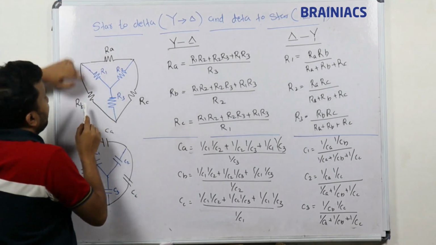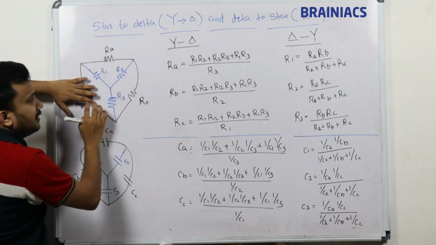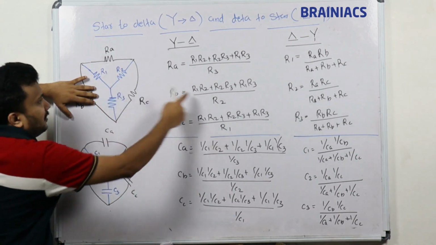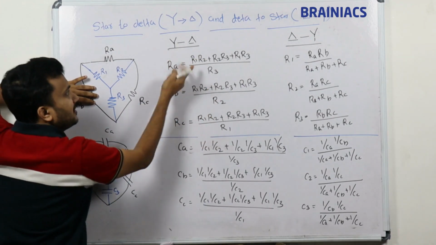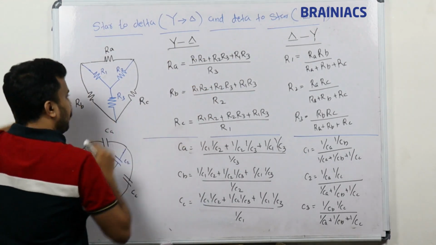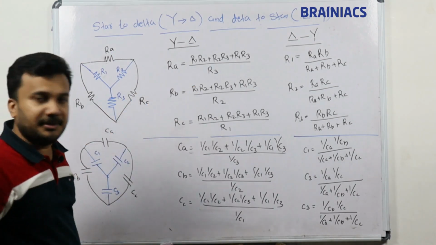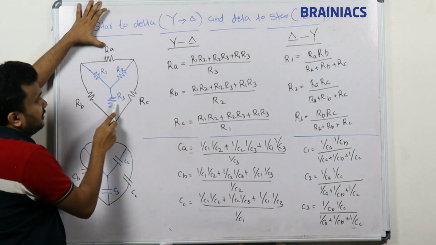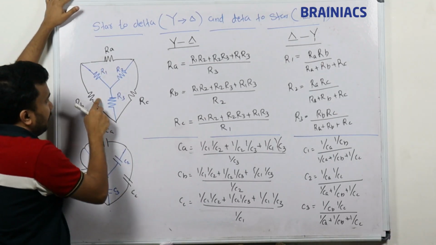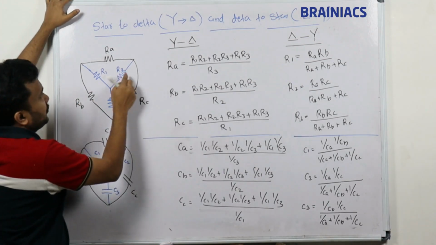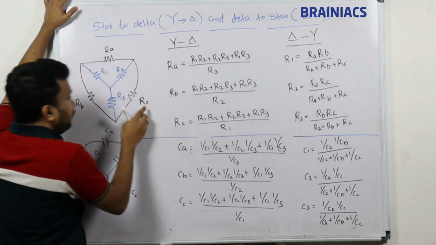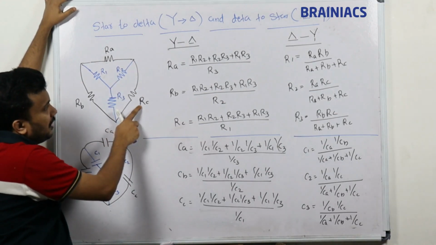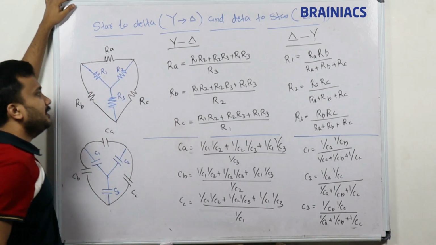Now, if you see RB, again the numerator is the product of two resistances R1R2, R2R3, R1R3. So all these three terms, the numerators are the same. Only the difference is the denominator. For RA, opposite to R1 and R2 is R3, which will come in the denominator. If you look at RB, then R1 and R3 are adjacent, the opposite one, R2, will come in the denominator. If you look at RC, R2 and R3 are adjacent to RC, the opposite one, R1, will come in the denominator.